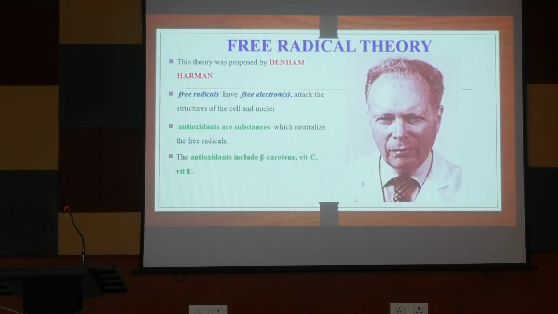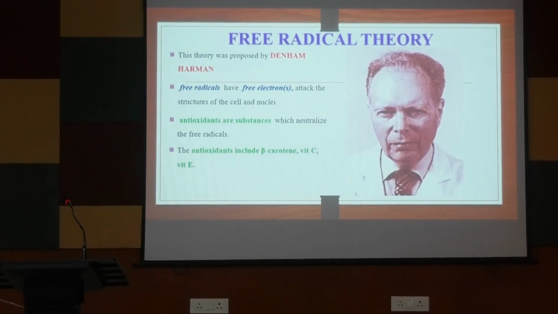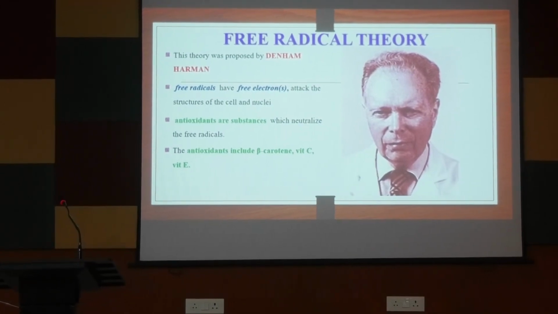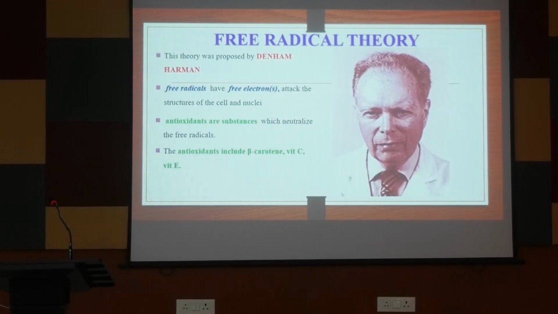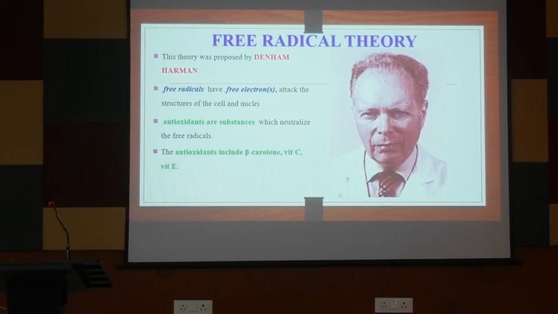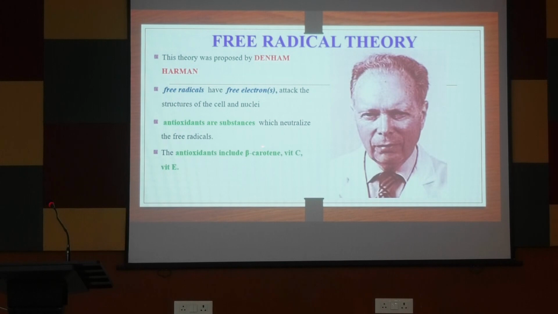How can I revive back from the free radical injury? There are some scavengers of these free radicals and free electrons. What are those scavengers? These are known as antioxidants. What are the antioxidants? Beta carotene, vitamin C, vitamin E. So if I take beta carotene, vitamin C, vitamin E, we can protect the cell from oxidative injury, oxidative stress. That is why they are known as antioxidants.